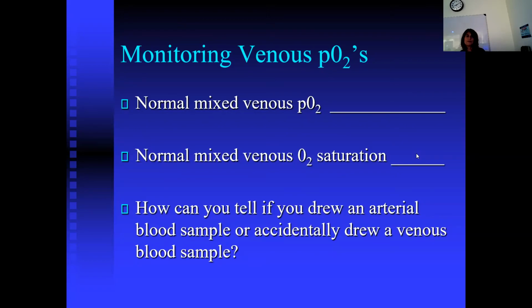How can you tell if you meant to draw an arterial blood sample, but you accidentally drew a venous blood sample? It'll show the venous blood. Very good. The saturation would be near 75%. And that would tell you that, nope, it's not arterial. You hit the vein instead. So anytime the saturation is near 75%, you need to redraw that blood sample because you probably drew it from the vein instead of the artery.